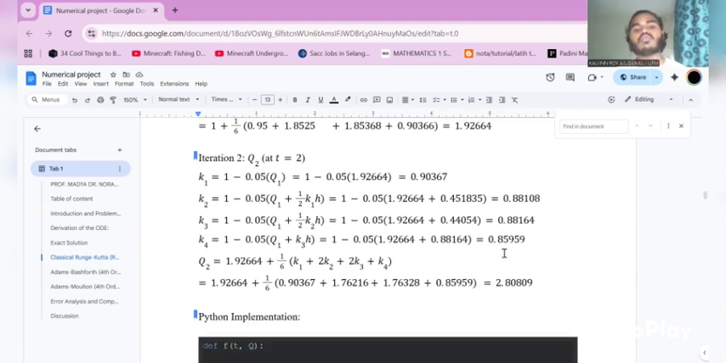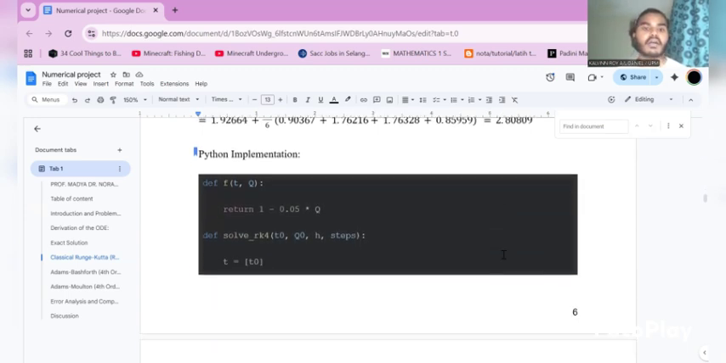The language I decided to choose was Python, compared to C or MATLAB. I thought Python was a bit easier to understand and a bit easier to implement. For the Python implementation, the first thing we did was define the function, f(t, Q), for the ODE. So we return 1 minus 0.05 times Q, because that is the function.